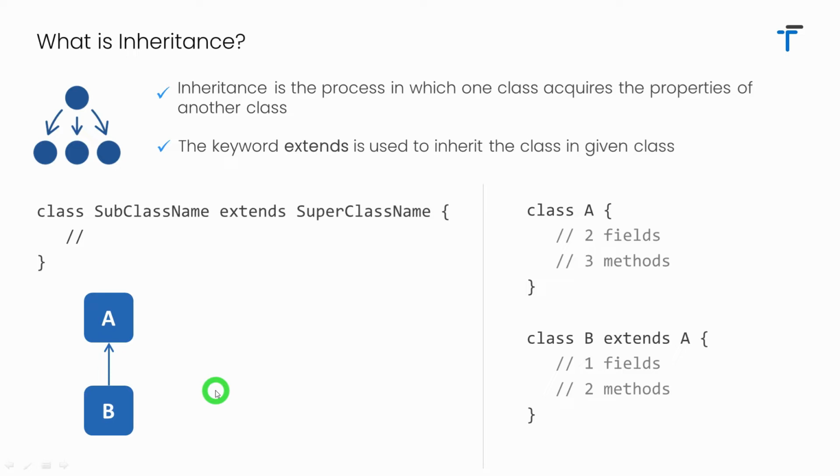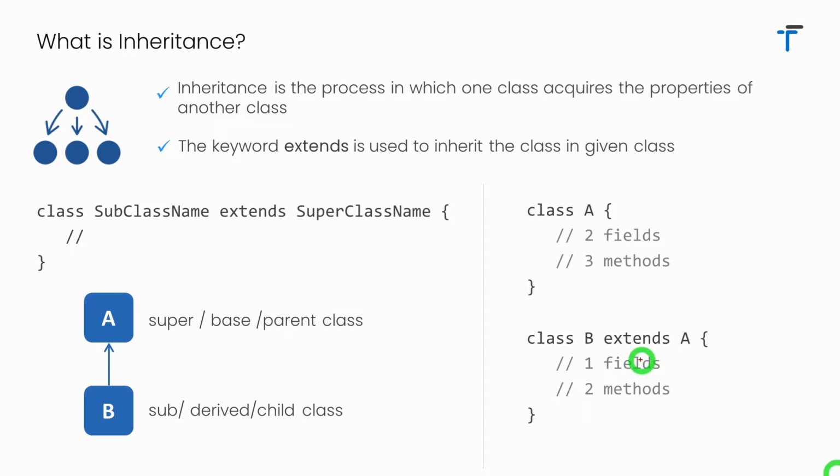So here if you observe, class A, the class which we inherit, acts as the superclass, or it is also called the base class or the parent class. And the class which inherits another class will act as a subclass. It means in this case class B is acting as a subclass. It is also known as the derived class, or we can say the child class.